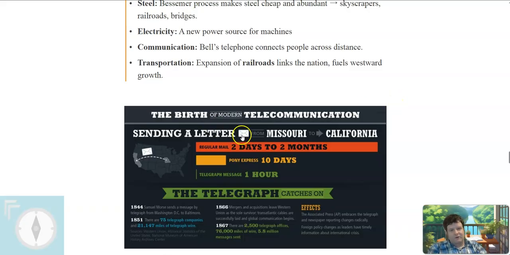Oh, in case you're wondering about this fluctuation, 2 days to 2 months, if you throw that letter on a train, it's going to go there a lot faster. If you're just throwing it on a wagon or a horse, maybe not the most efficient method.